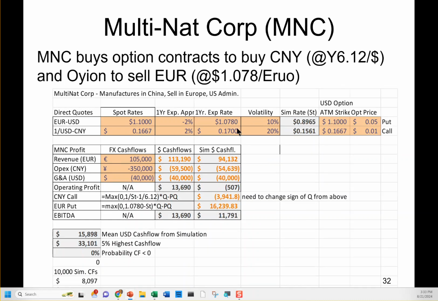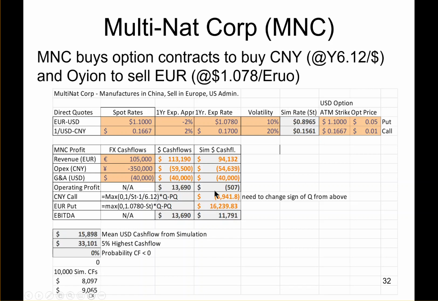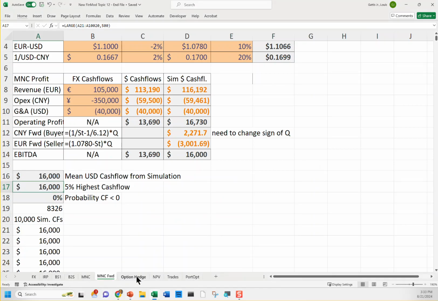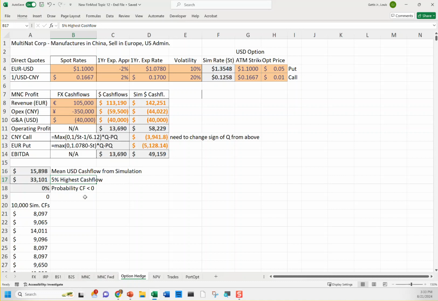One more simulation. What if I do it with options? What if MNC buys a call option to buy CNY at 612 and a put option to sell euros at 107.8? So I'll simulate that. I'll go to my option hedge. Notice I also have to put the cost of the options in here.